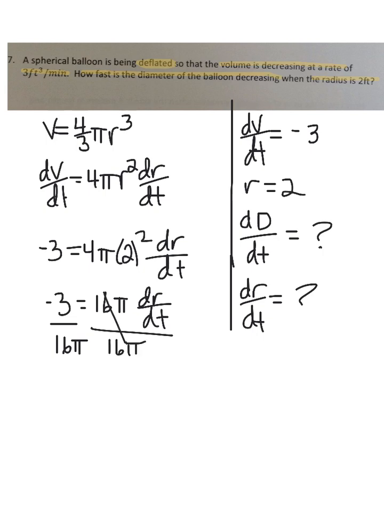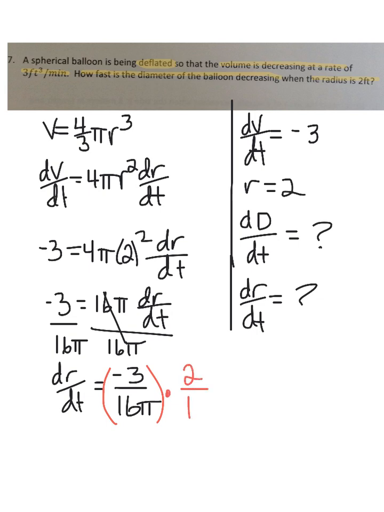Okay, so dr/dt is equal to -3 over 16 pi. Now, I want dD/dt, the rate of change of the diameter. So all we do is take this and simply multiply it by 2 over 1.